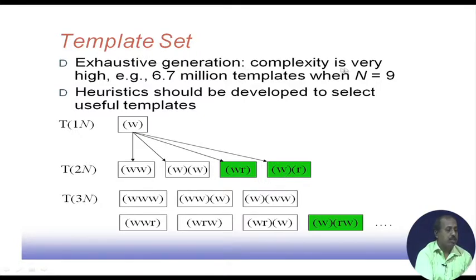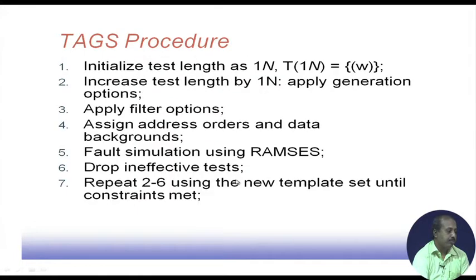So, exhaustive generation complexity is very high, 6.7 million templates for n equal to 9. So we have to use some sort of heuristics for restricting the number of ways in which we can generate the templates. So this is the tags procedure. Initialize with T1n equal to a single w, and then increase the length by 1n, applying the generation options. Then we apply the filtering options to filter out, then assign address order and data background. So basically address order up arrow, down arrow, and data background 0 and 1.